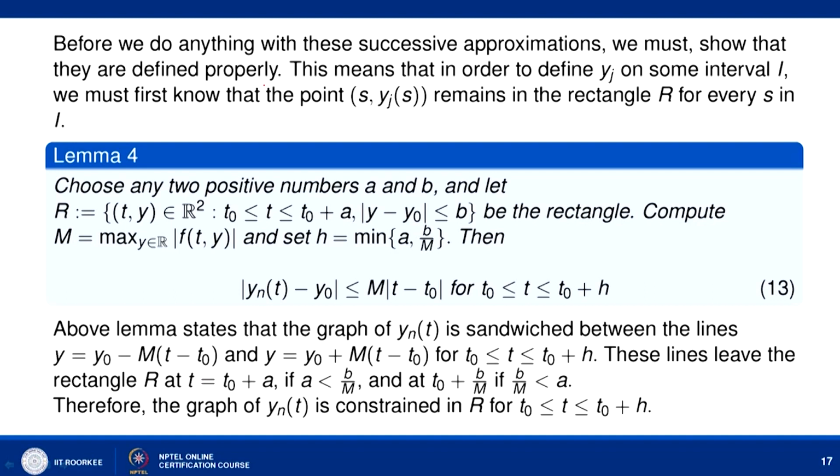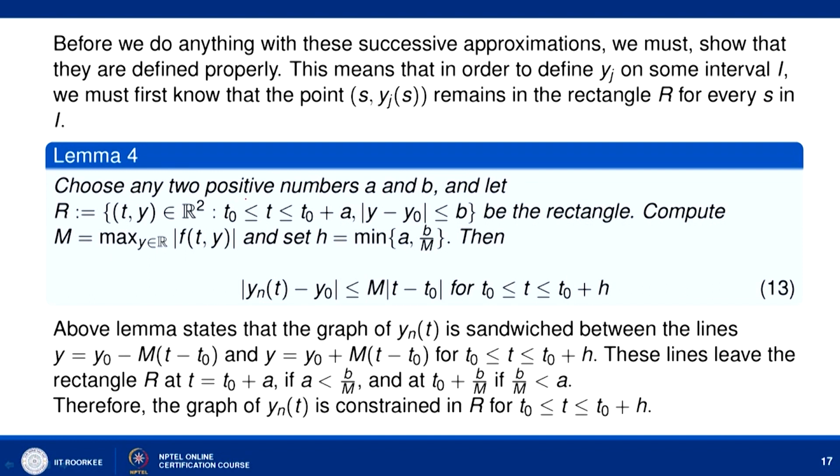So, it means that we have to first show that the iterations which we have constructed are defined properly, and this means that in order to define yj on some interval I, we must first know that the point (s, yj(s)) remains in the rectangle R for every s in I. So, first we have to show that all the iterations belong to the same rectangle for all the time t in that particular interval I. So, that we want to see. For that we have Lemma 4.